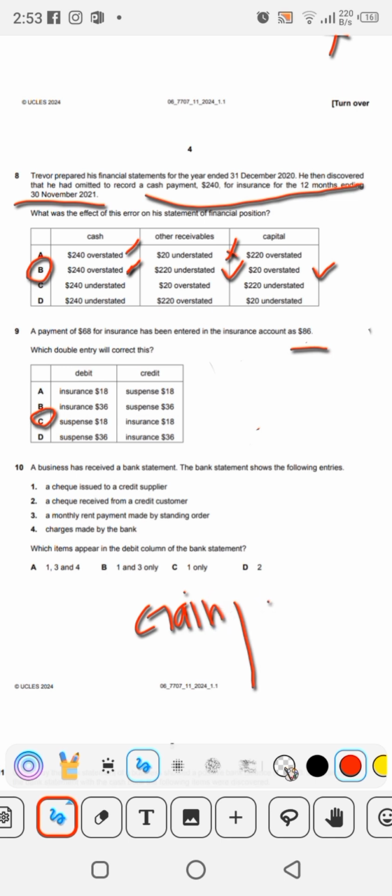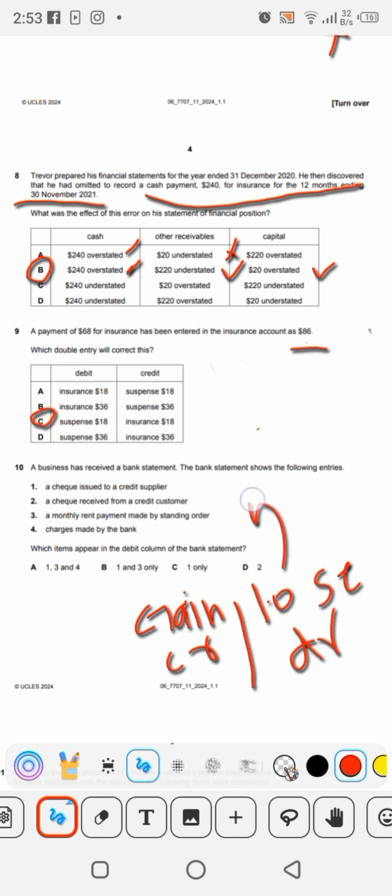So in question number 10, a business has received a bank statement. The bank statement shows the following entries. So just remember that the bank statement has the opposite nature to the cash book. If we earn an income or we gain money, then this is credited in the bank statement while it is debited in the cash book, and if we lose money or make an expense, then it is debited in the bank statement. So you can notice that the nature of entries is different, it is totally opposite in the bank statement.